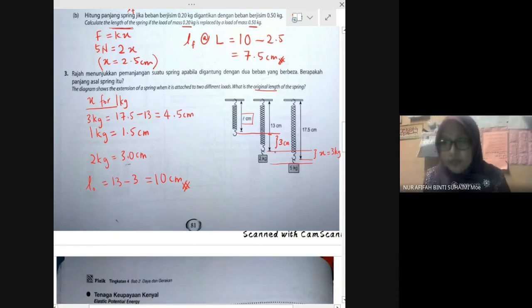Cari beza. Berapa beza, and then you find out for 1 kilogram. Cari untuk 1 kilogram. Lepas tu baru kita tolak. Ya, kena tolak lah sebab this one dia makin panjang. Yang nombor 2 tadi dia makin pendek. Yang ni dia makin panjang sebab dia gantung dekat bawah. So dia akan jadi makin panjang. Extend longer. Kalau compress baru shorter.